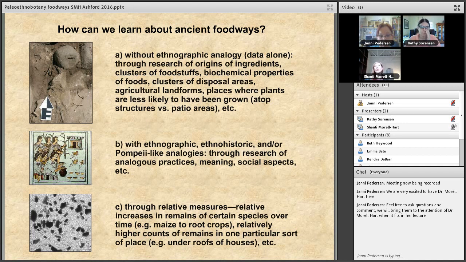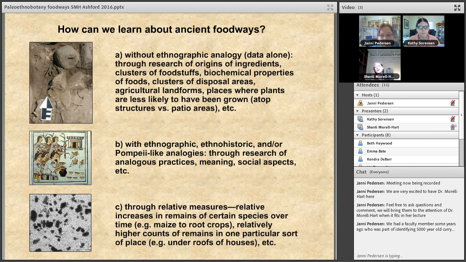We can research the origins of ingredients. Where are the first places where these things come from? We can think about clusters of foodstuffs of different kinds. We can talk about biomedical properties. So are there psychoactive properties associated with plants, or medical or medicinal uses of plants, regardless of how people in the past actually used them?